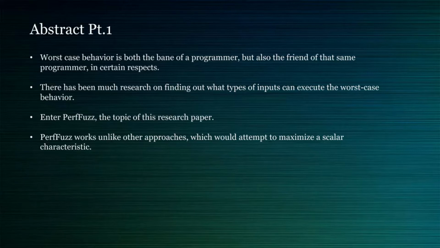PerfFuzz automatically generates inputs that give pathological behavior without any prior knowledge of the code itself. PerfFuzz works unlike other approaches, which would usually attempt to maximize a scalar characteristic. An example of a scalar characteristic would be something like the total execution path length. So, unlike others, PerfFuzz uses multi-dimensional feedback and also makes sure that every program location is executed the maximum amount of times that is possible.